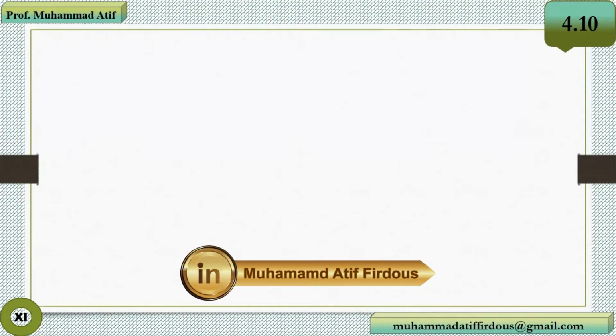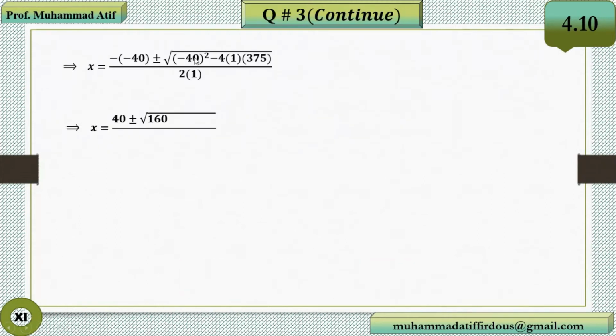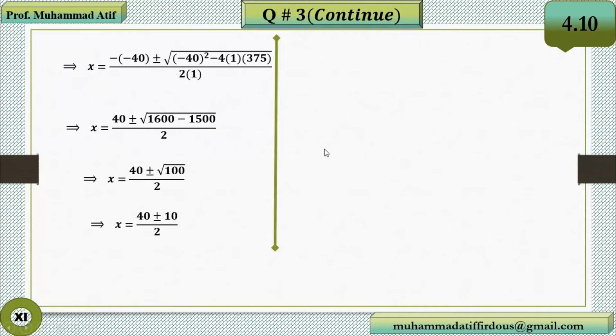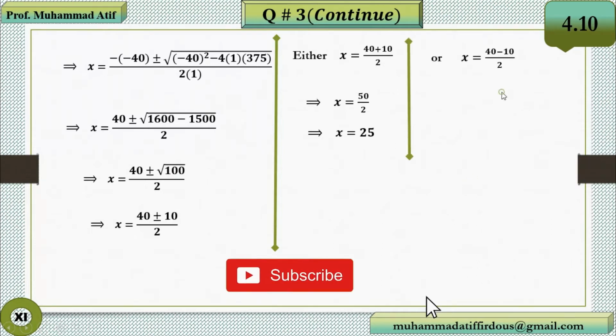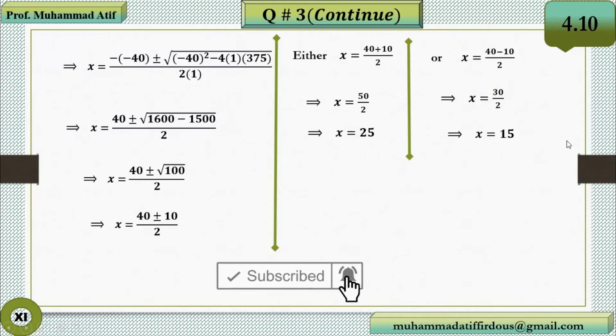So we have x is equal to this. By simplifying, you can use your calculator. Negative 40 square is equal to 1600, minus 4 into 375 is 1500. Or more simplifying, you have under root of 100, and under root of 100 is equal to 10. Then take either x is equal to (40 plus 10) over 2. First take positive 10. Simplify this, you have 50 over 2, or x is equal to 25. And the next value is x is equal to (40 minus 10) over 2, or 30 over 2, you can say that 15. So you have two values, x is equal to 25 and 15.